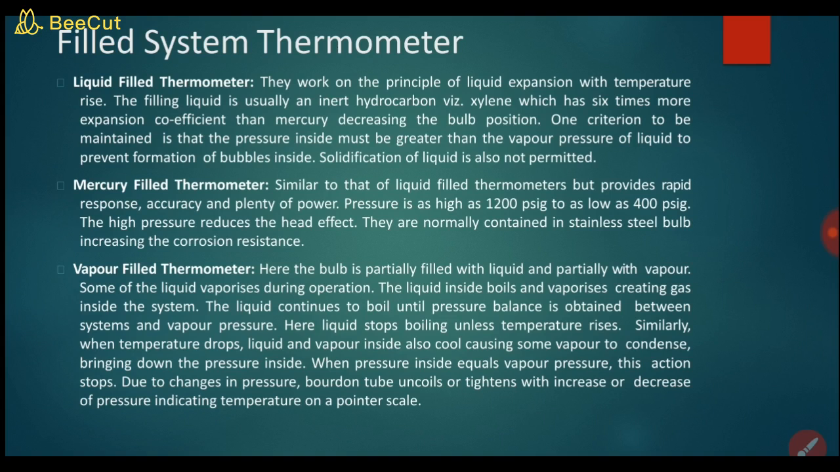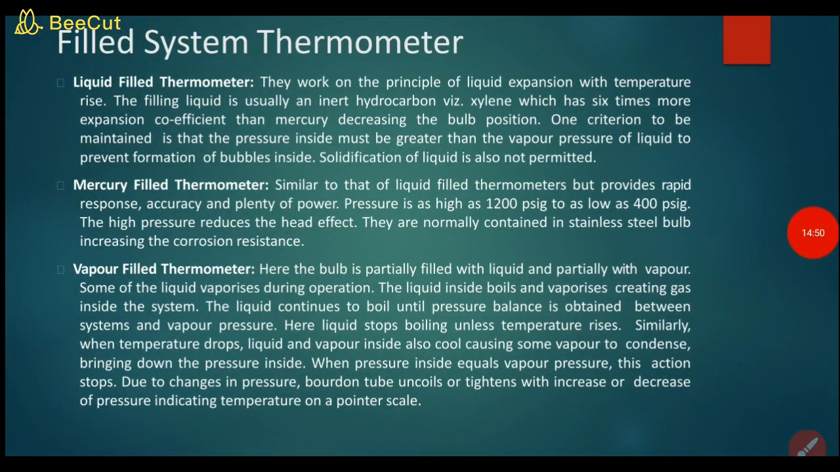Next we have the mercury filled thermometer, students, similar to the liquid filled thermometer, but it provides rapid response, accuracy and plenty of power. Pressure is as high as 12 psi, as low as 400 psi. The high pressure reduces the heat effect, and they are normally contained in a stainless steel bulb, increasing the corrosion resistance.